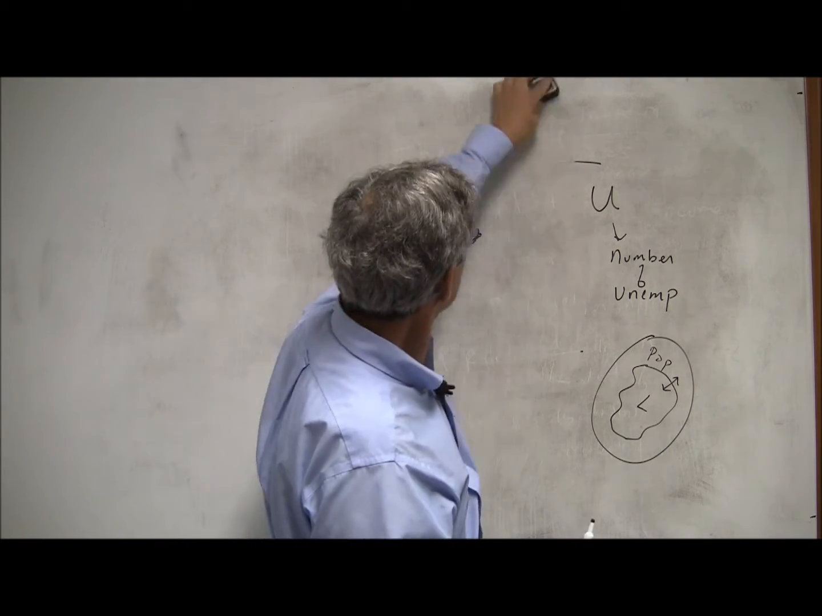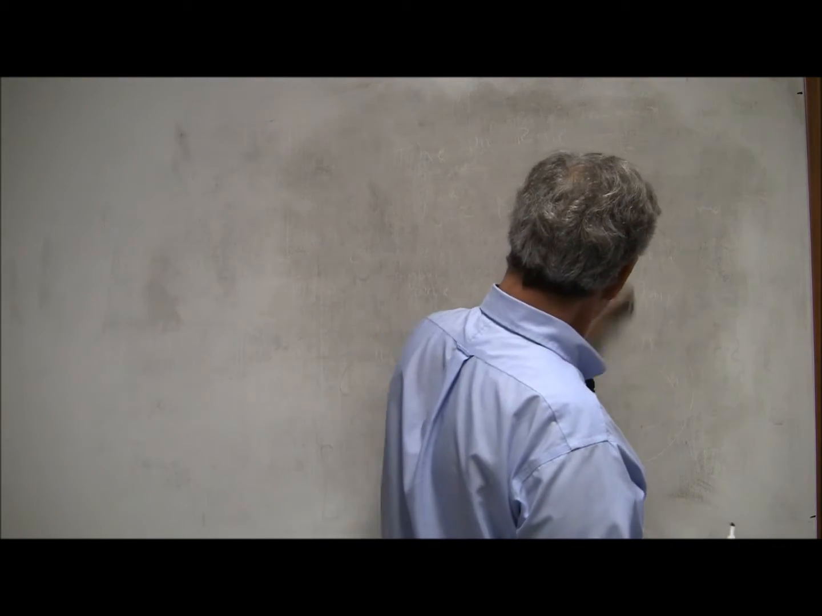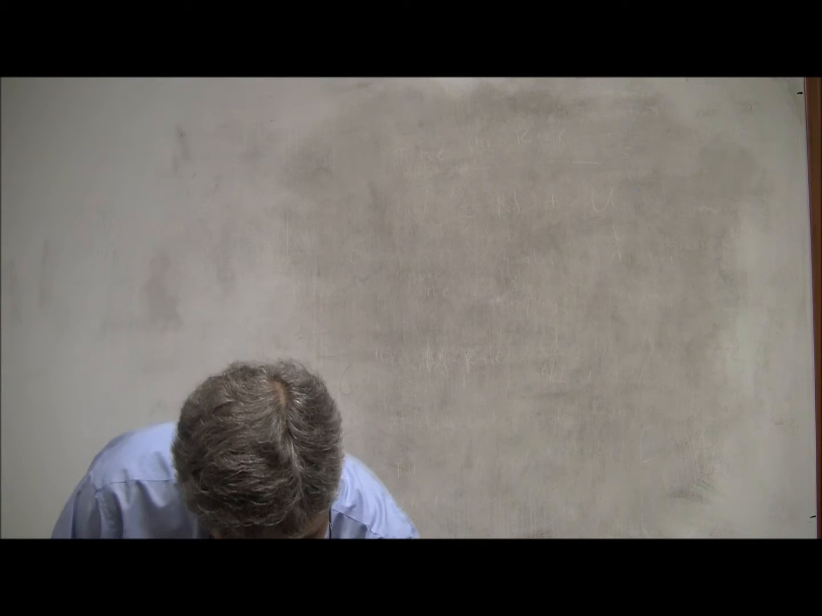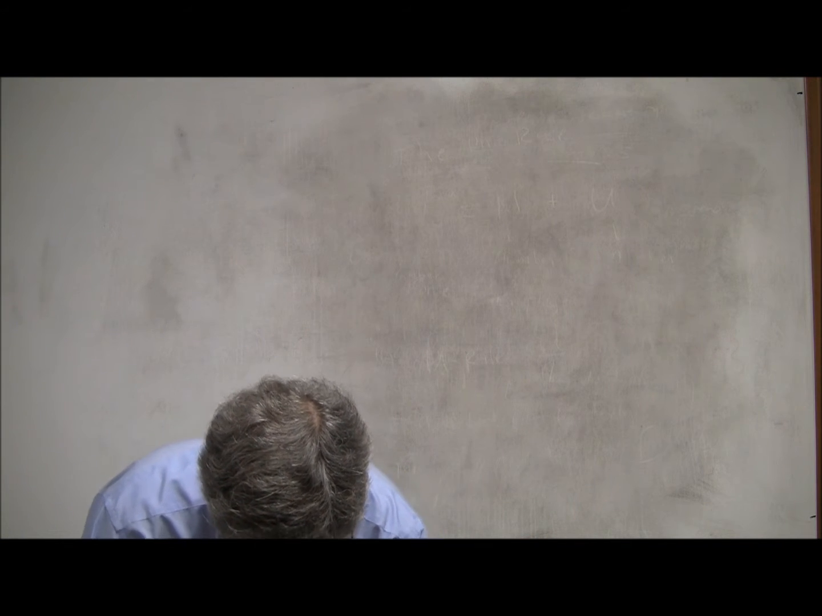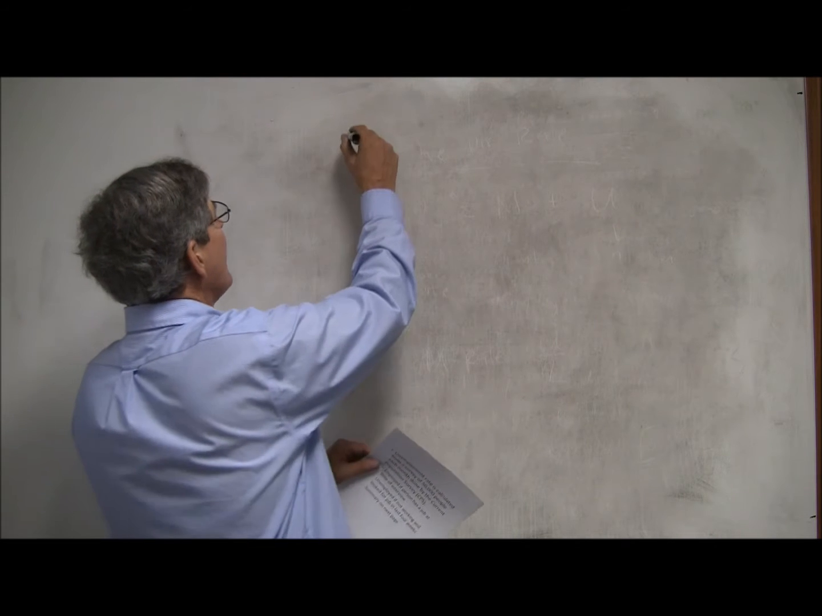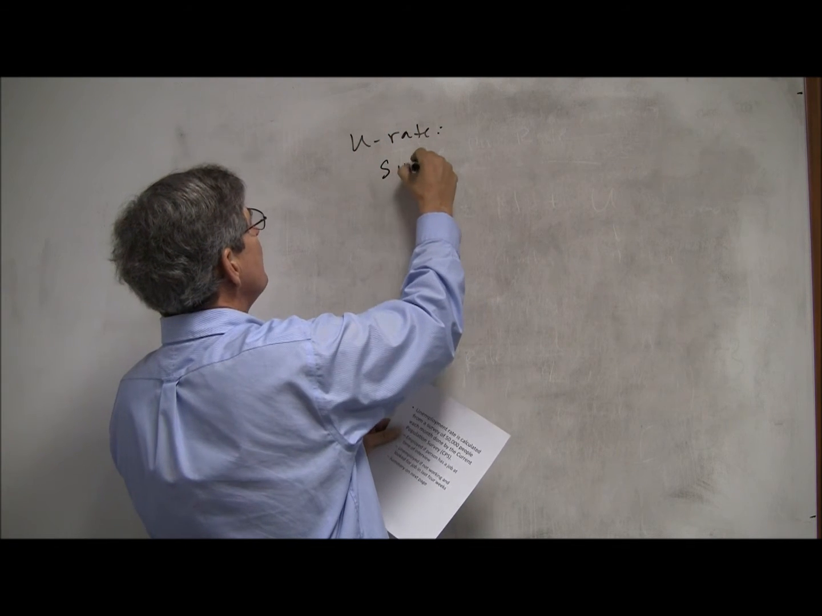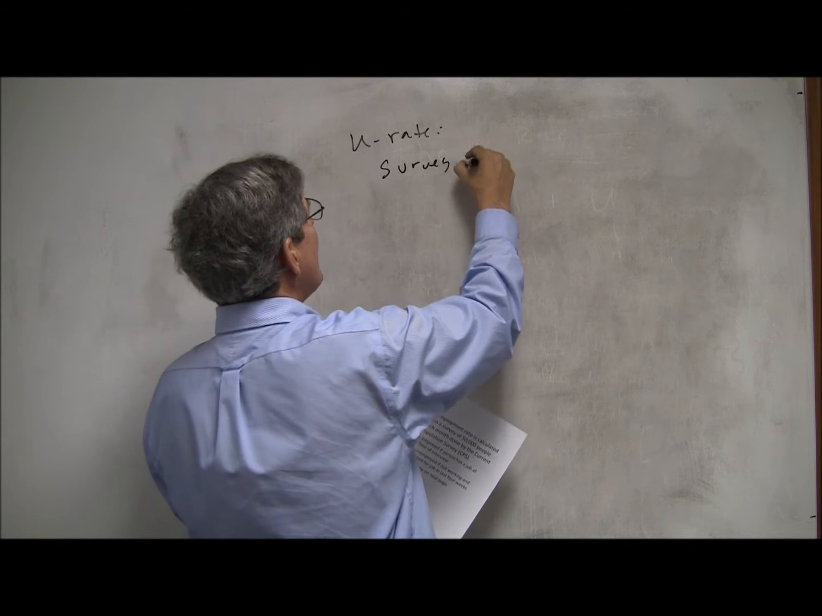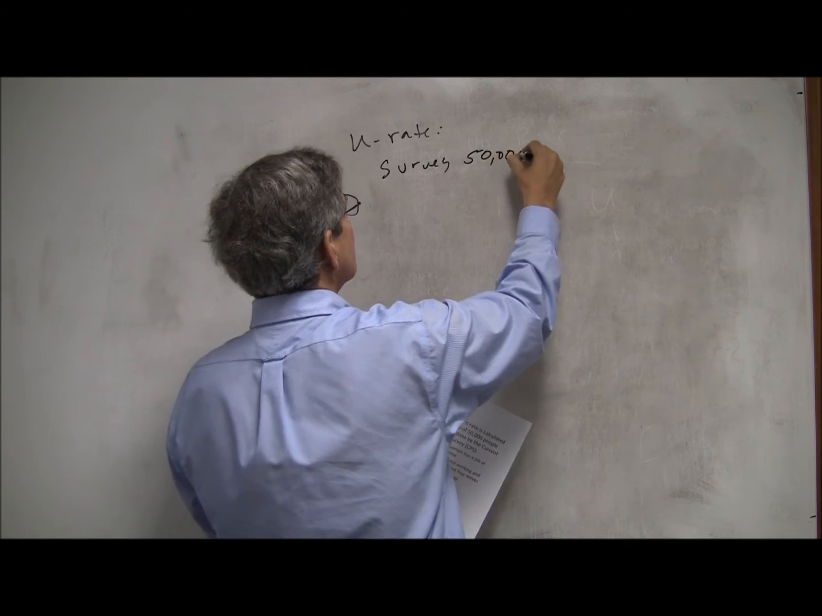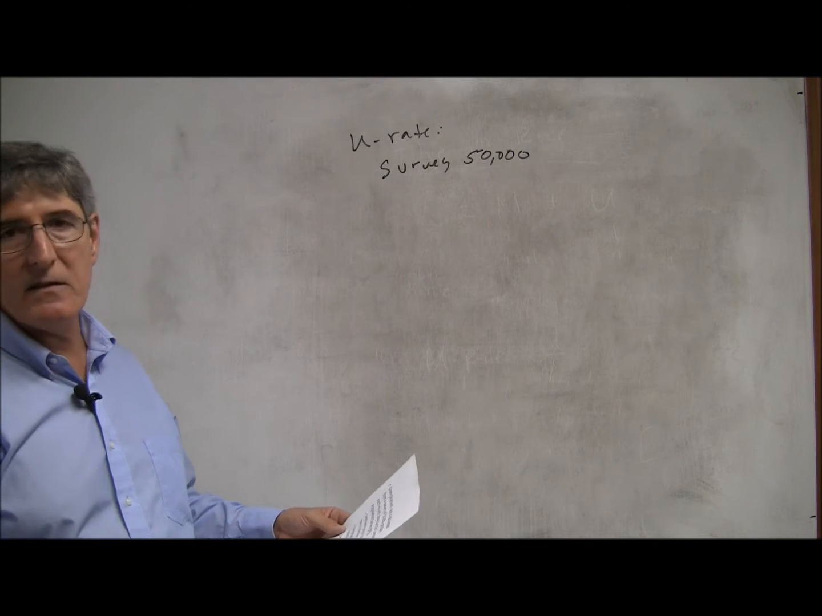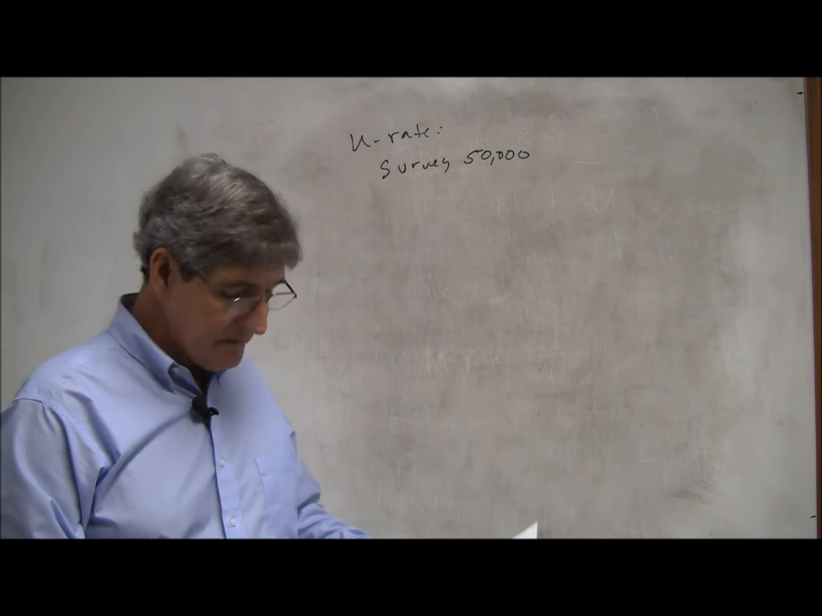Okay, so how do they determine the labor force? Well, they have to determine the employed and the unemployed. So how do they do that? So the unemployment rate is calculated as follows. They survey 50,000 people each month. It's done by the Current Population Survey, the CPS it's called.